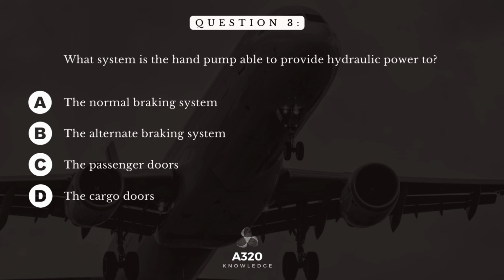Question 3. What system is the hand pump able to provide hydraulic power to? A. The normal braking system. B. The alternate braking system. C. The passenger doors. D. The cargo doors.